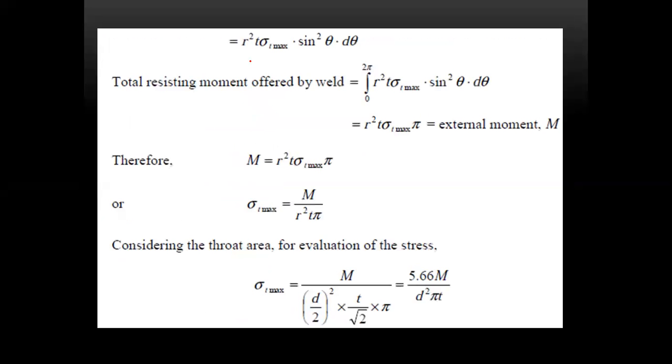So this can be written in this way. Now the total resisting moment offered by the weld is equal to r square t into tau t max into I. Therefore, M is equal to this one. Sigma t max is equal to M by r t. Next, considering the throat area, tau max is equal to M by d2 whole square into t into 2 root t into theta.